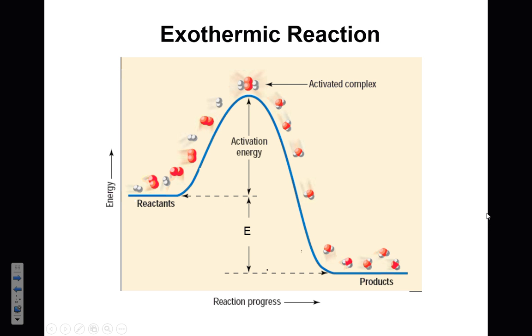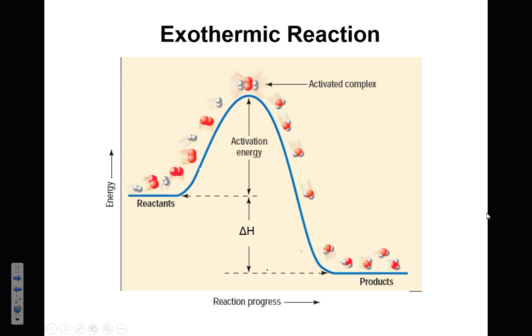So what does that leave? Well, we just talked about region E. The difference between reactants and products is our enthalpy change. So from last chapter, that's our delta H. And in this particular case, because products are below reactants, that means we lost energy. It's a negative delta H, and that would represent an exothermic reaction.